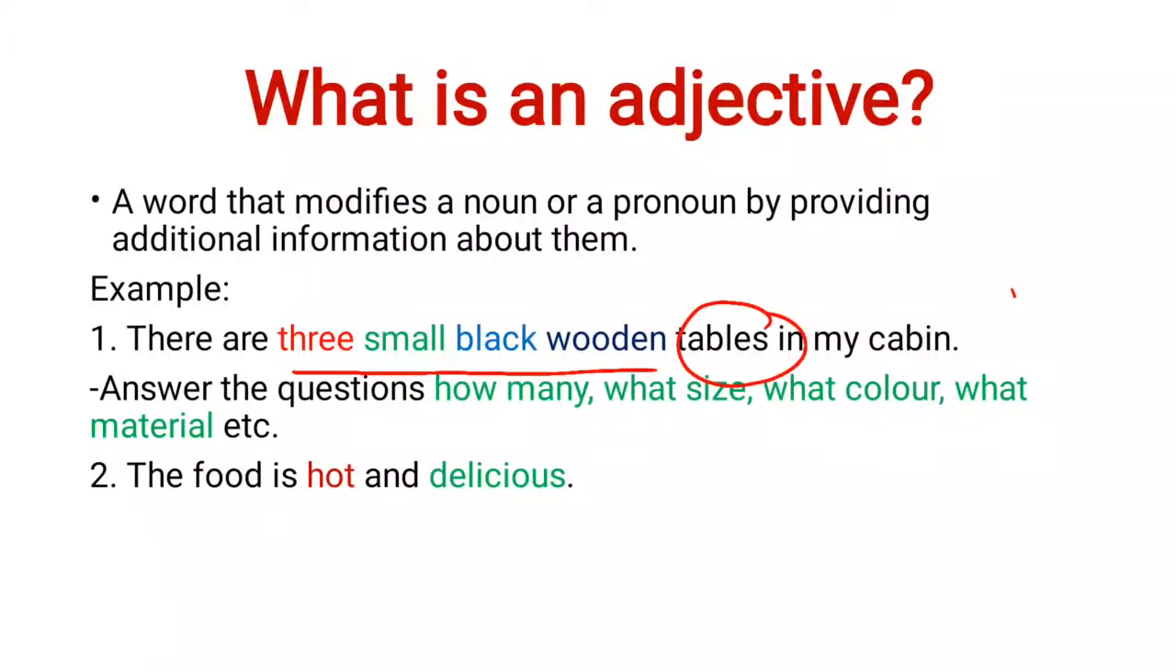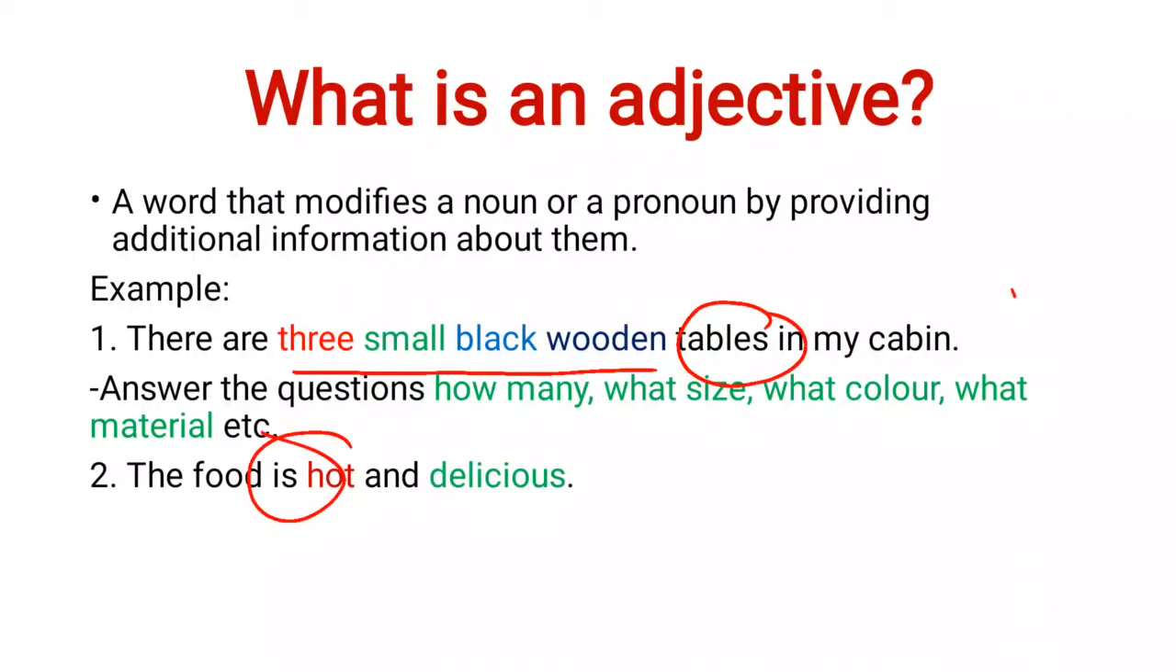But these adjectives can also appear after the noun or pronoun. We can understand this with the help of an example. The food is hot and delicious. Here, the adjectives hot and delicious are used after the noun food. And notice here that we have used a linking verb is to connect the noun with an adjective.